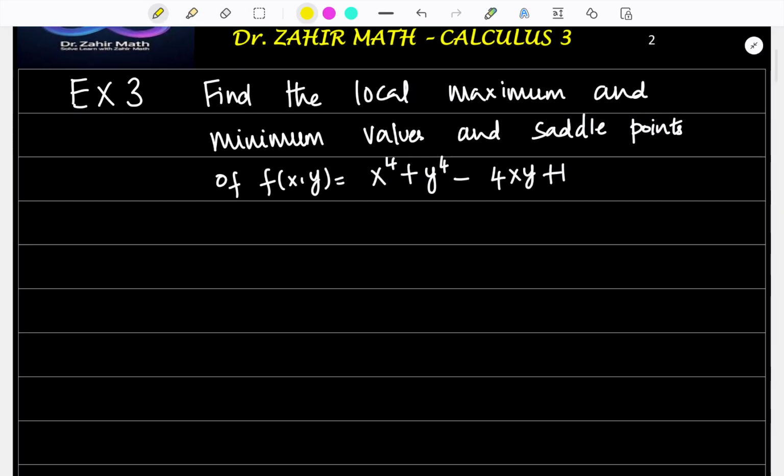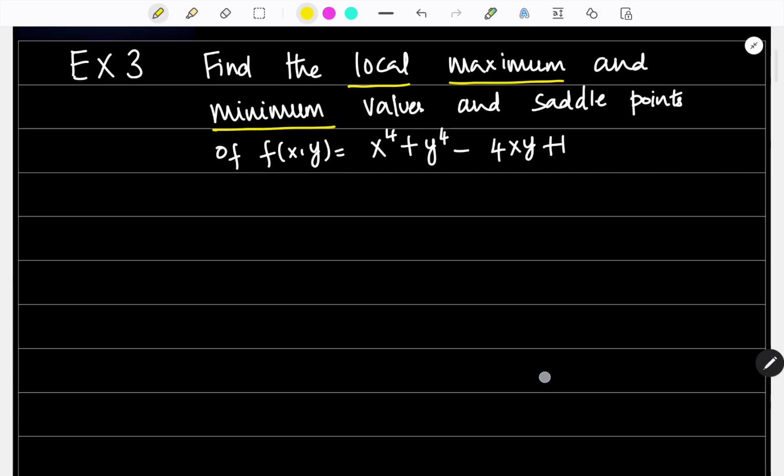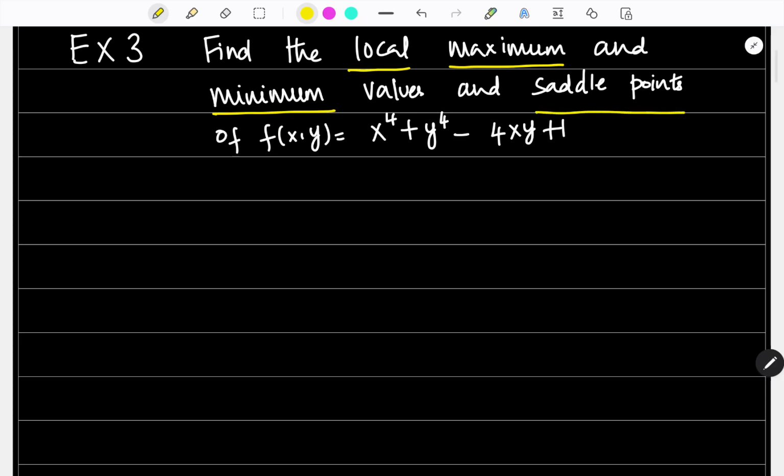Let's go to the first question. Find the local maximum and minimum values and the saddle points. If there are saddle points, we write them when D is less than 0 at that particular point. All of this happens at that particular point, keep that in mind. So let's start the solution.